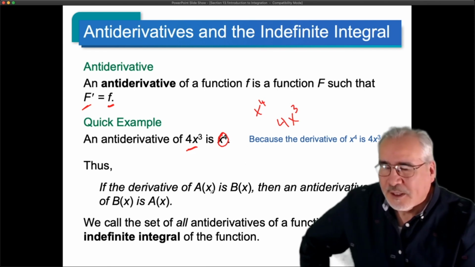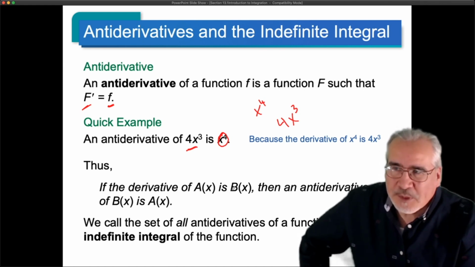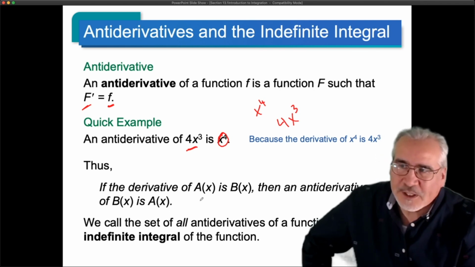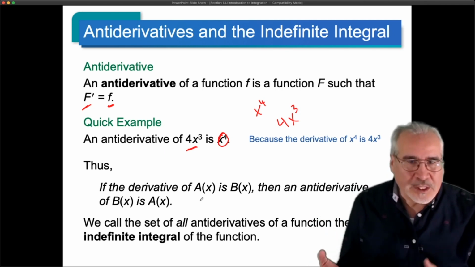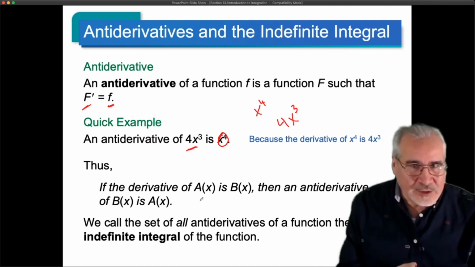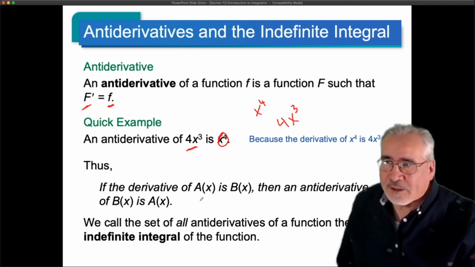Okay, so this is where it kind of gets a little confusing. It just says basically if the derivative of a of x is b of x, so b is the derivative, then the antiderivative of bx is a of x. So these things travel in pairs, just like with multiplication and factoring. One does it, the other undoes it. So they are related in that sense.